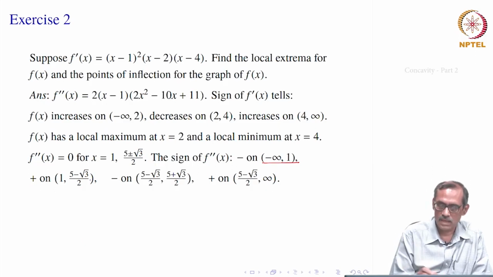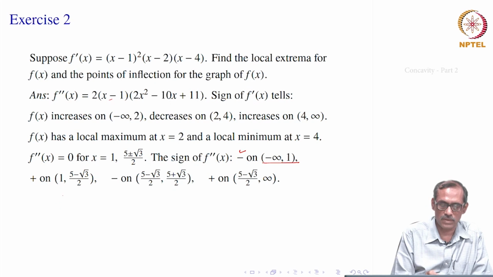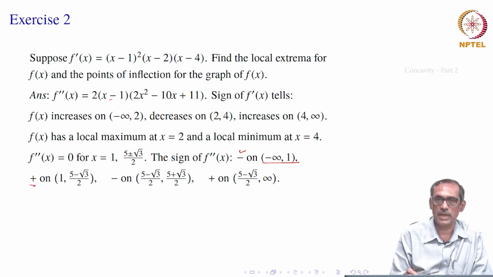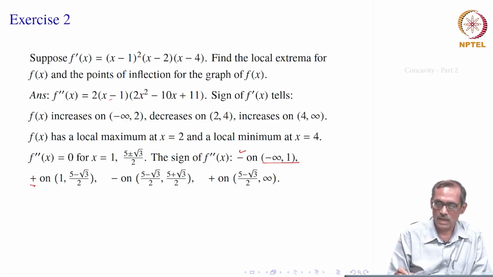Okay. So, now we look at the sign of f double prime x on minus infinity to 1. That is really negative, right, since it is smaller than 1. From 1 to 5 minus root 3 by 2 it is positive, and 5 minus root 3 by 2 to 5 plus root 3 by 2 it is negative, and 5 plus root 3 by 2 onwards it is positive. So, it is really changing sign at all these points.